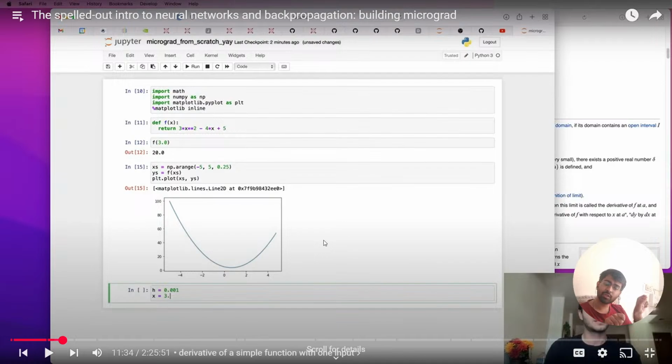So what does actually finding the derivative of this function mean? It means that if we increase the value 3 by a very small margin, let's say 0.01, 0.001, let's say 3.001, then what will be the value of f of x at x equals 3.001?